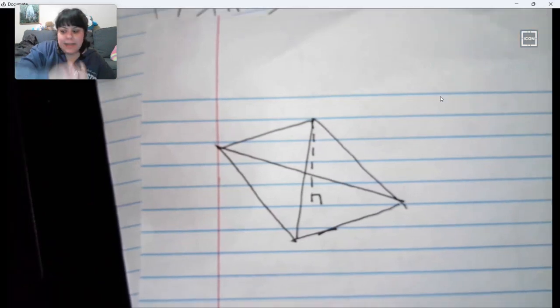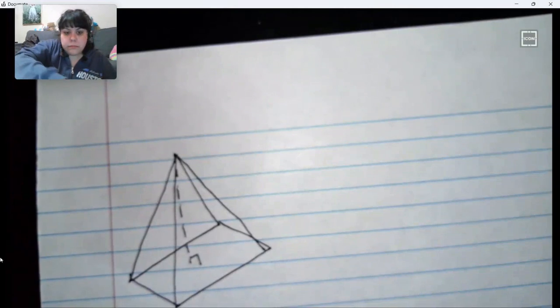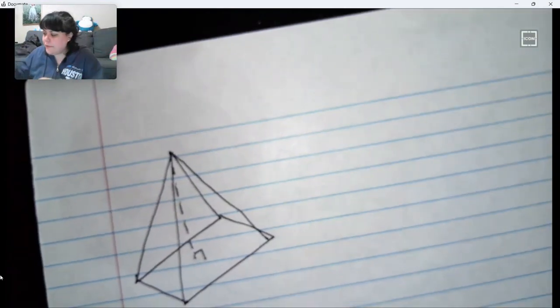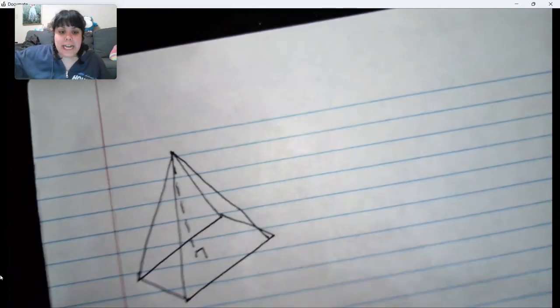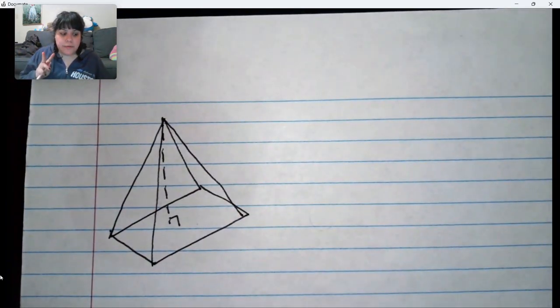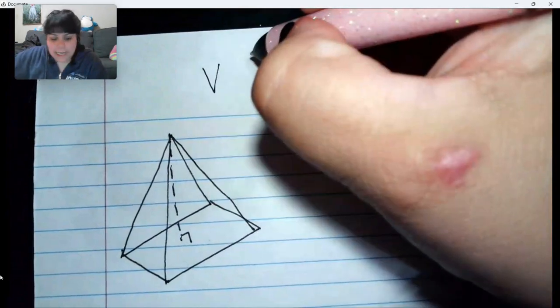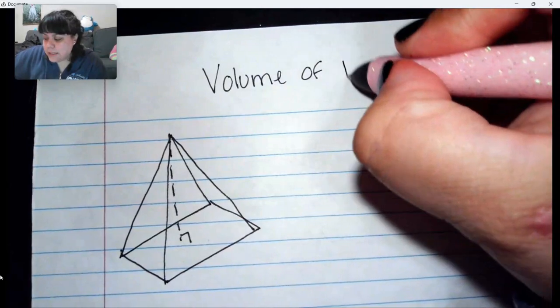That looks better. Okay, so we're starting the last part of volume. So we're going to do volume of pyramids. We have two kinds of pyramids: rectangular pyramids and triangular pyramids. We're going to do both of them today, with two examples of each. On the top for our title, I'm going to write volume of pyramids.